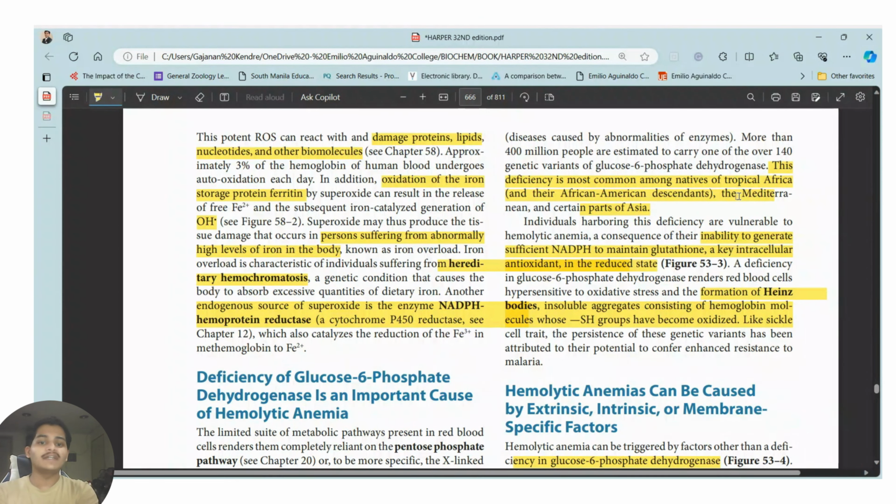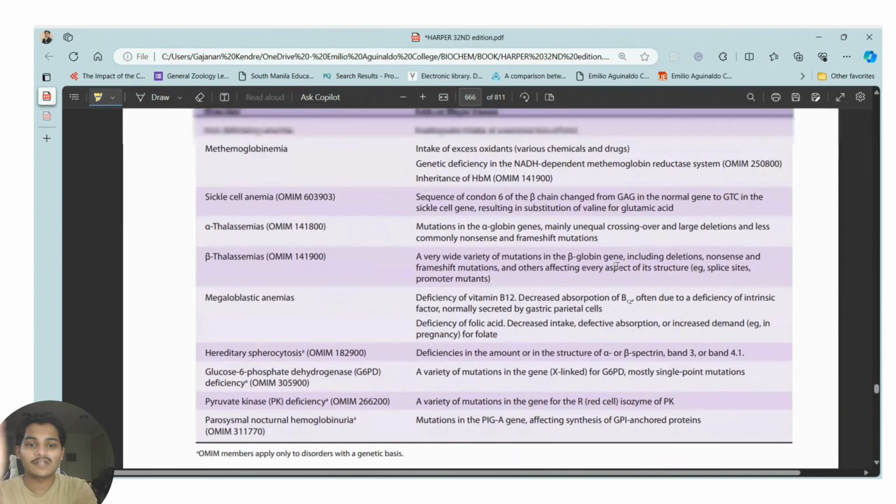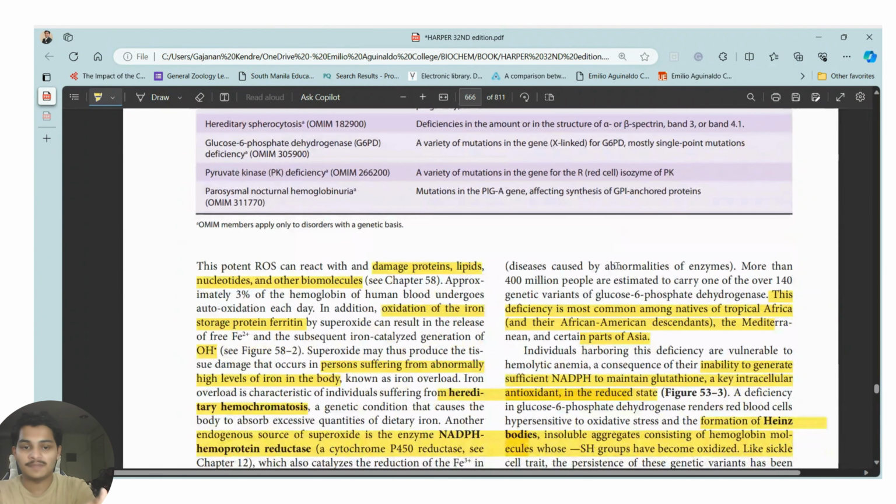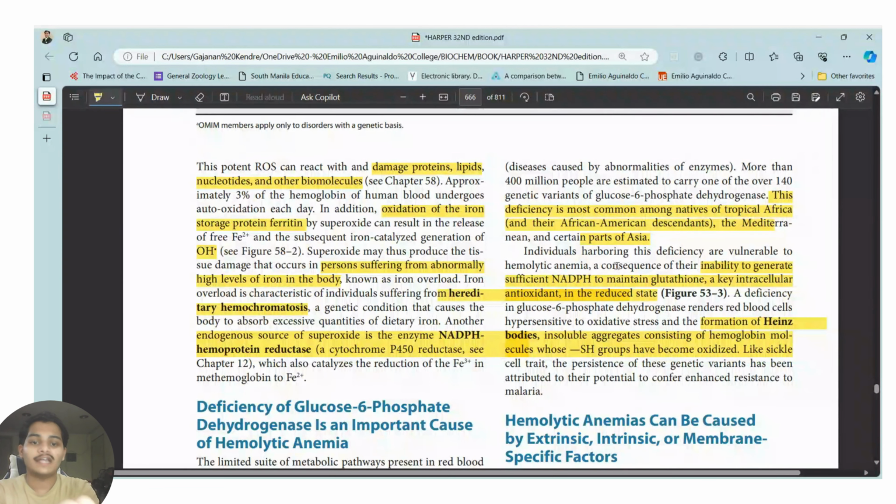The inability to generate more NADPH molecules will result in the oxidation of glutathione, and glutathione is a very, very good antioxidant. It's very important for the counterpart of these superoxide species or the ROS species, so that our hemoglobin can be saved from the oxidation to be converted into methemoglobin.